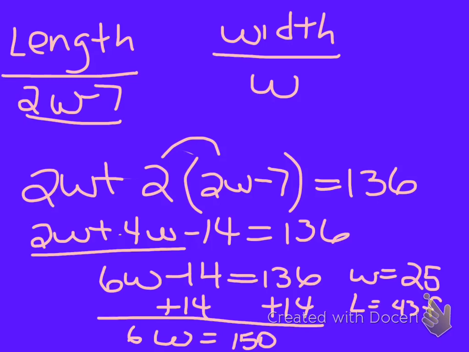And then wait a second. Do these two add up to be 136? No. Oh, because of the perimeter. So we have to double that one and double that one. So that'd be 50 if I doubled the width. And if I doubled this, it would be 86. My bad. And that will be 136. There we go. Yeah, good idea to check. Good job.